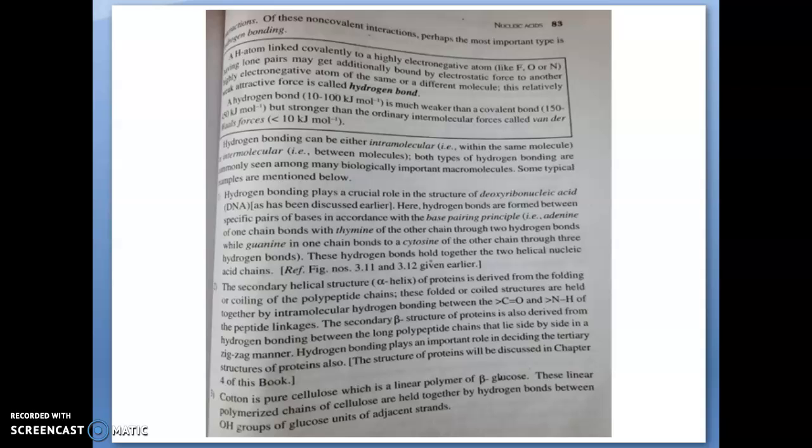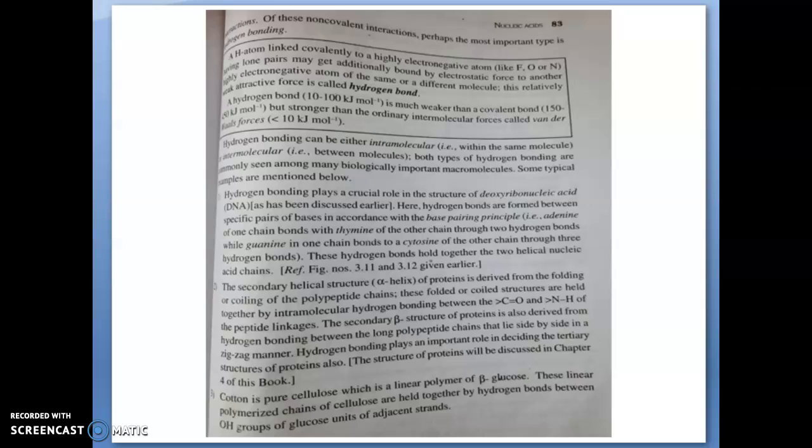When this electrostatic attraction is going on between different molecules, then it is called intermolecular hydrogen bonding. Both types of hydrogen bonding are commonly found in the biological system. We can see both types of hydrogen bonding. Some examples are mentioned here.